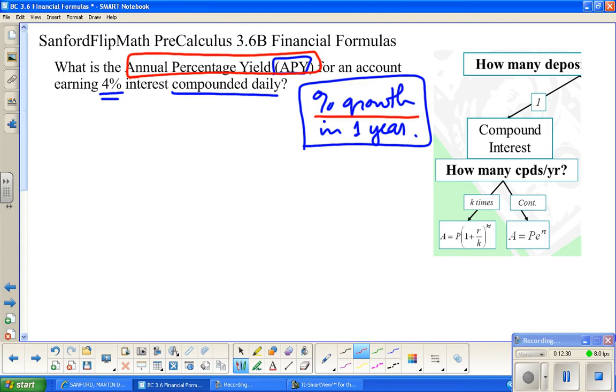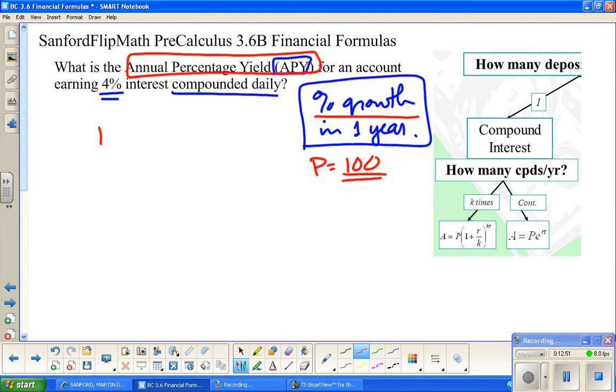They don't tell me how much money to put in, so I'm going to recommend, if they don't tell you an amount of money to put in, make P be 100, because then any growth from 100 will automatically be a percent. Okay, so let's just take it for a spin and see what happens.